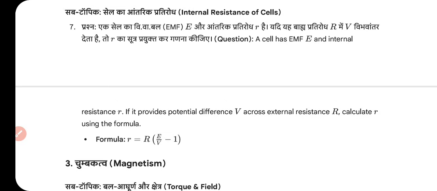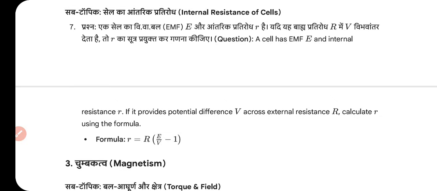A cell has an EMF E and internal resistance small r. If it provides a potential difference V across an external resistance R.